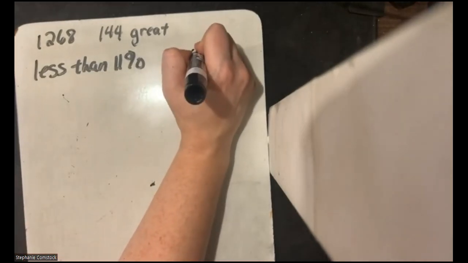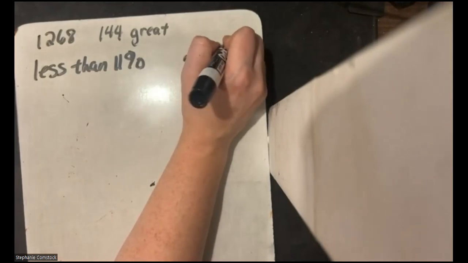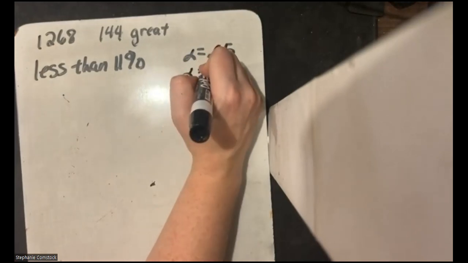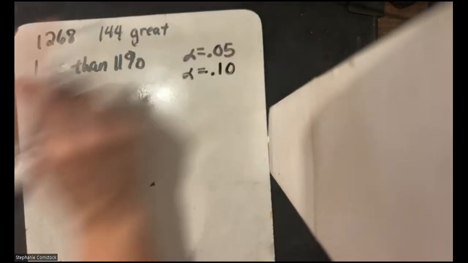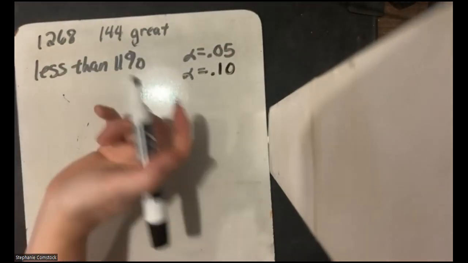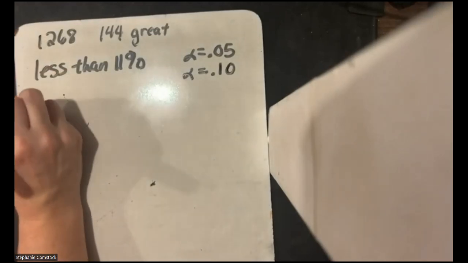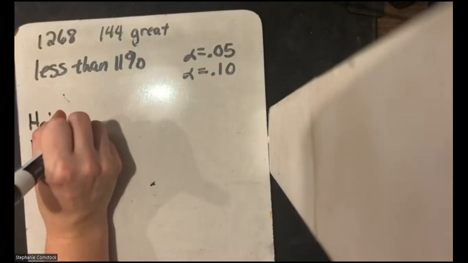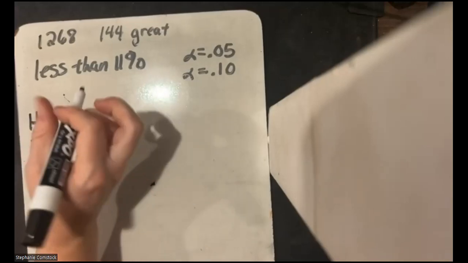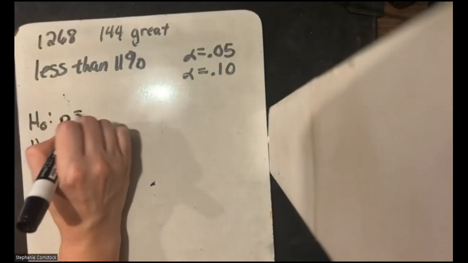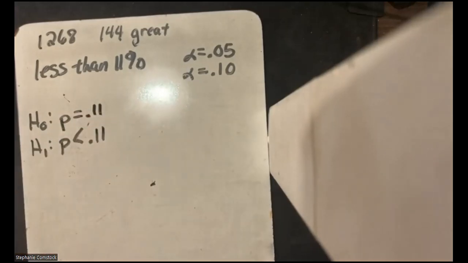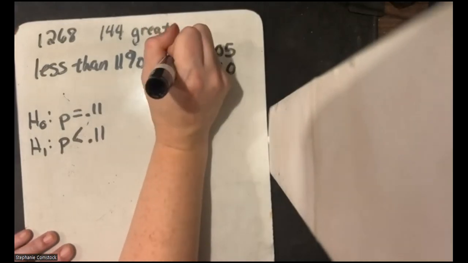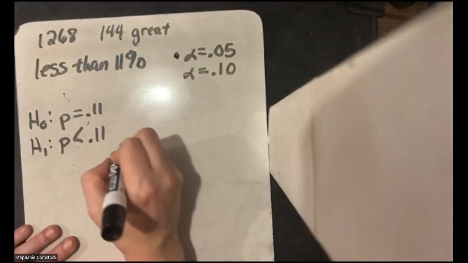They want us to run, again, two of these. So we're going to do alpha is 0.05, and then we're going to have alpha is 0.10. So we're going to do both things. Again, we're going to start here, less than. So H1 is going to be less than 0.11, and H naught will be equal to 0.11. Now I'm going to start with this one. I'm going to draw my shape.